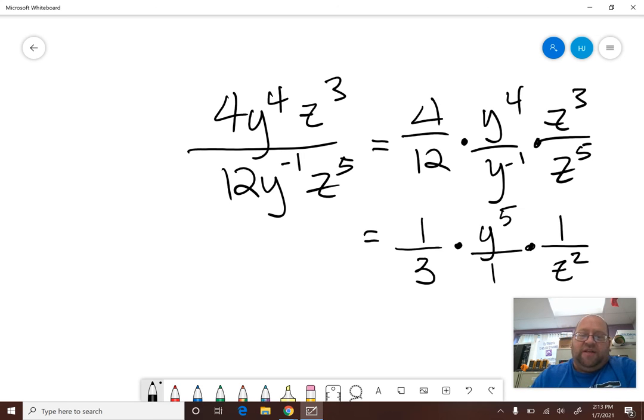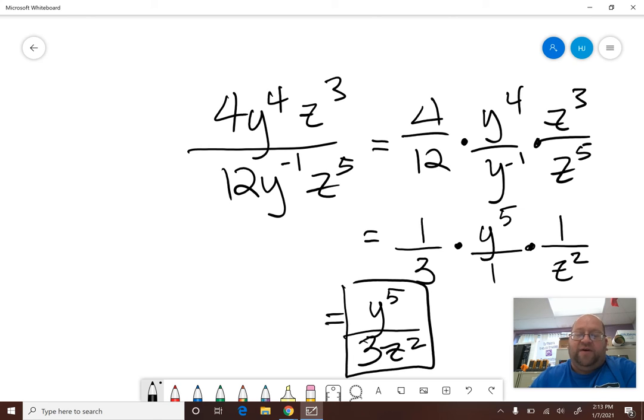So now let's do the last step. Let's just multiply this straight through. So 1 times y to the fifth would just still be y to the fifth. Y to the fifth times 1, it just remains the same, okay? So all I'm going to end up left with on top is y to the fifth. Now let's go across the bottom. 3 times 1 is 3. 3 times z squared is just going to simply be 3z squared, okay? So this would be our final answer for this particular problem, okay?